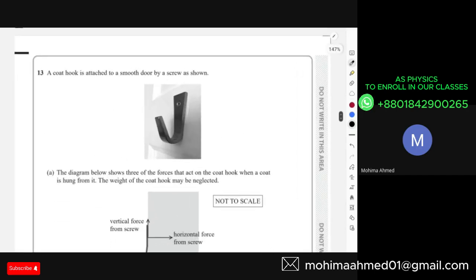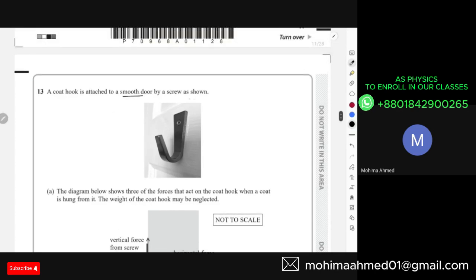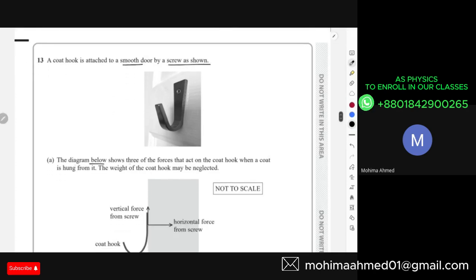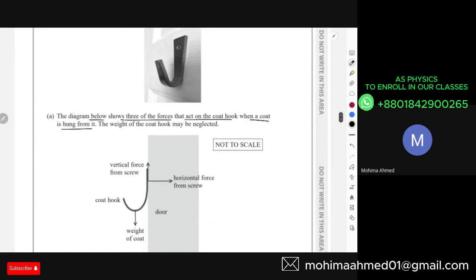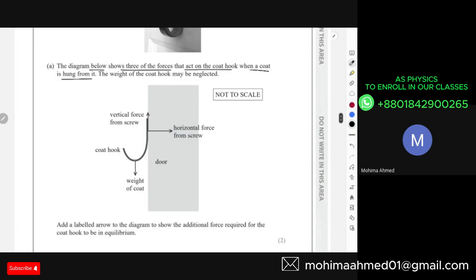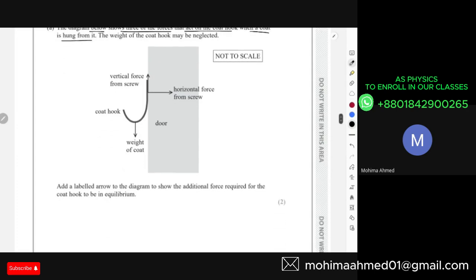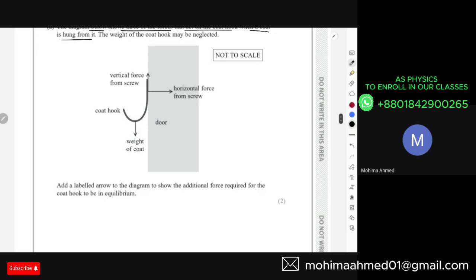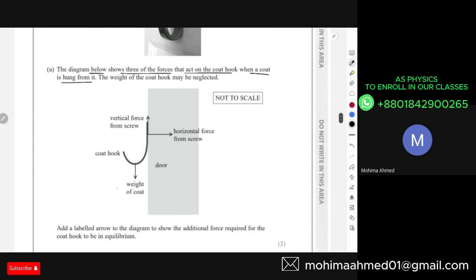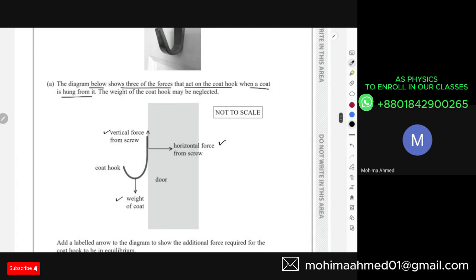Over here, a coat hook is attached to a smooth door by a screw as shown. The diagram below shows 3 of the forces that act on the coat hook when a coat is hung from it. The weight of the coat hook may be neglected. Add a labeled arrow to the diagram to show the additional force required for the coat hook to be in equilibrium. Obviously, the weight and vertical force are balanced, but this horizontal force from the screw is not balanced with the reaction force, right? So there should be a force of equal length in the opposite direction.